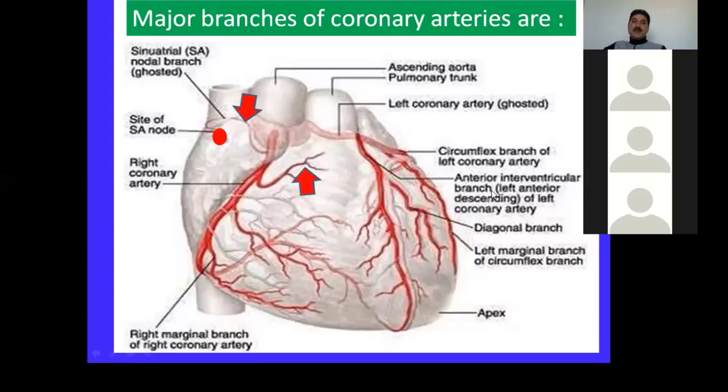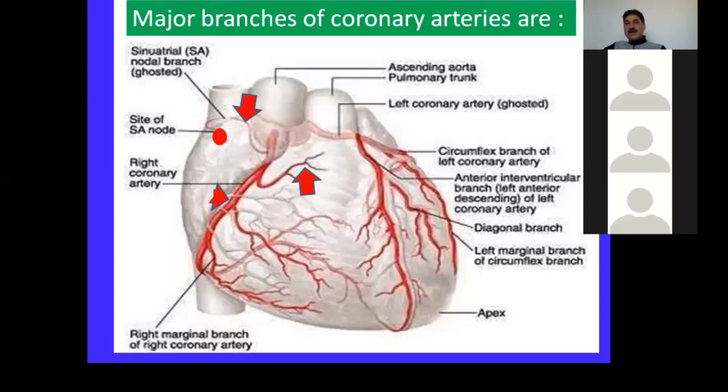Then there is another branch going towards the infundibulum. Infundibulum is also called the conus of the heart. So this branch we call the conus branch. The conus branch comes from both arteries. We have a branch from the left coronary artery, the left anterior descending coronary artery, and a branch from the right coronary artery. Here you can see the branch which comes from the right coronary artery and supplies the infundibulum. We call it the conus branch of the right coronary artery.